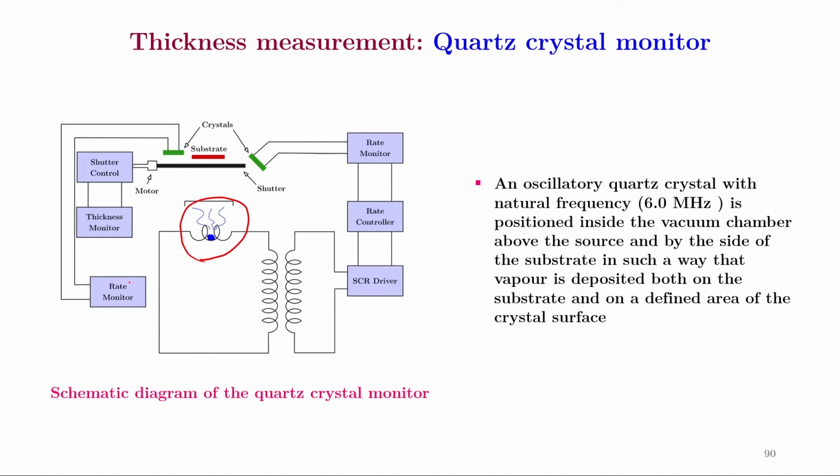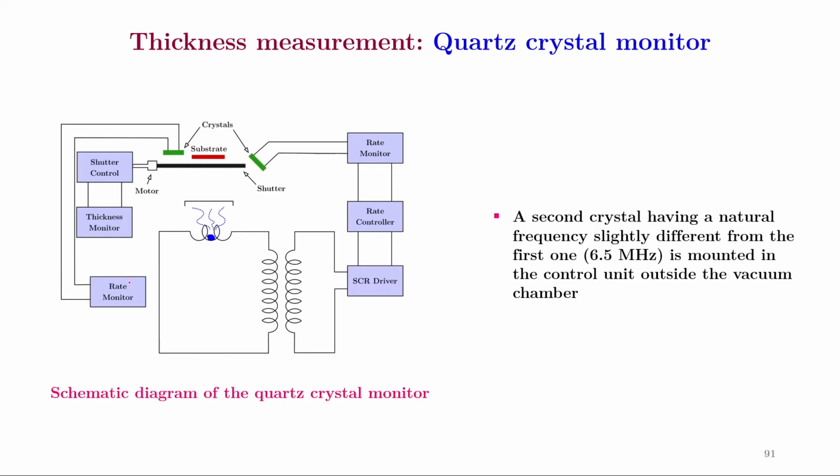An oscillatory quartz crystal with natural frequency at 6 MHz is positioned inside the vacuum chamber above the source and by the side of the substrate in such a way that vapor is deposited both on the substrate and on a defined area of the crystal surface. A second crystal having a natural frequency slightly different from the first one, at around 6.5 MHz, is mounted in the control unit outside the vacuum chamber.